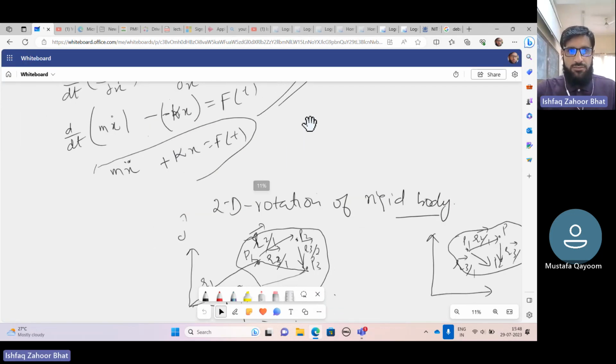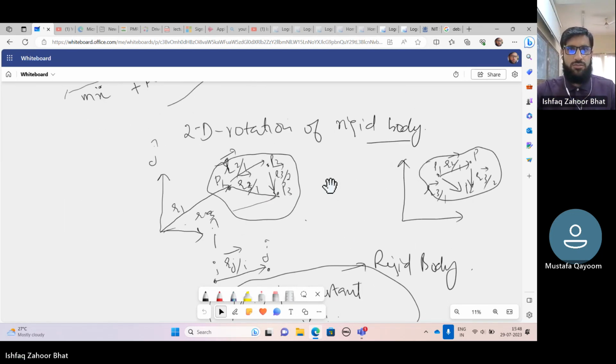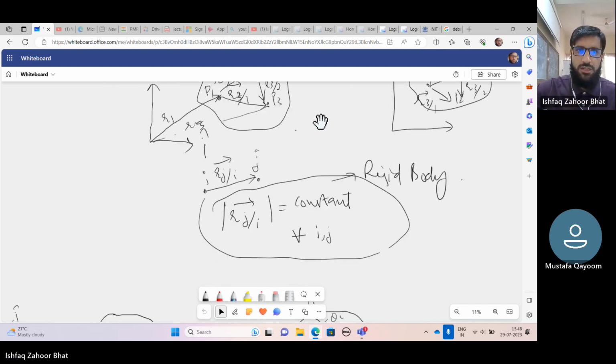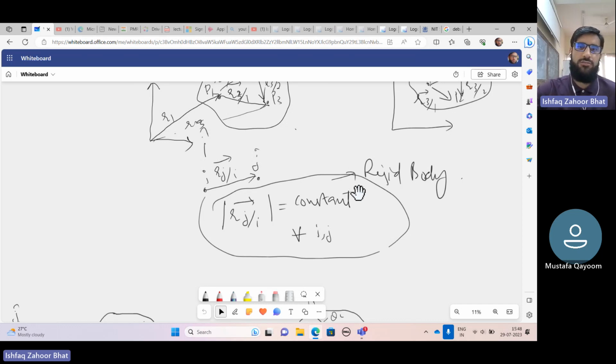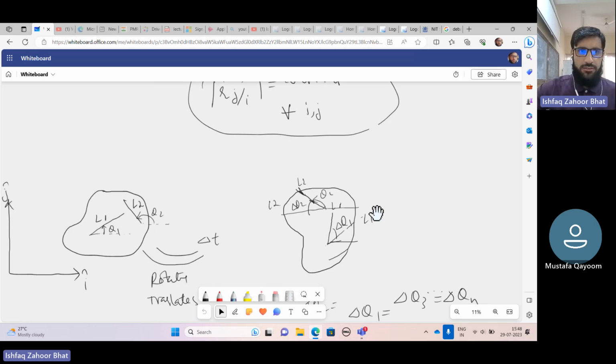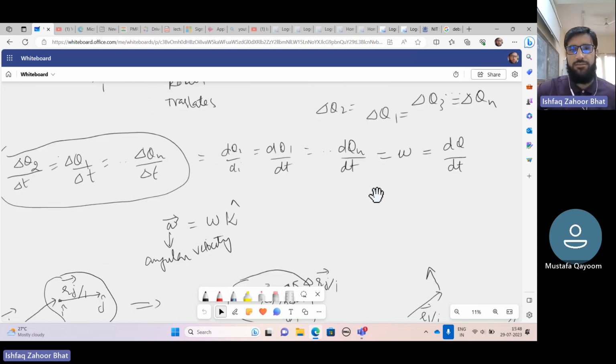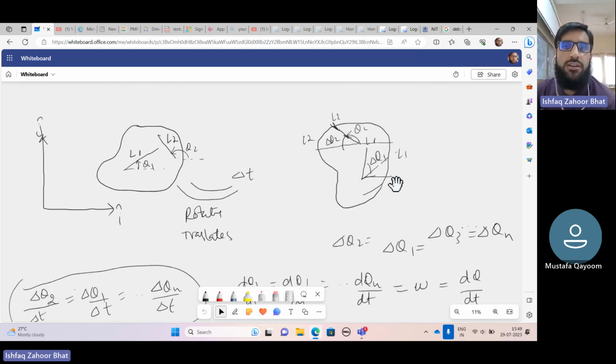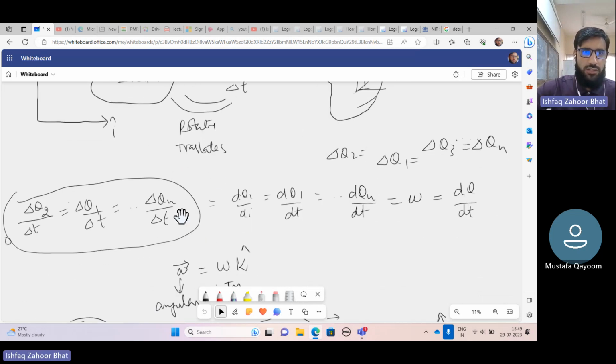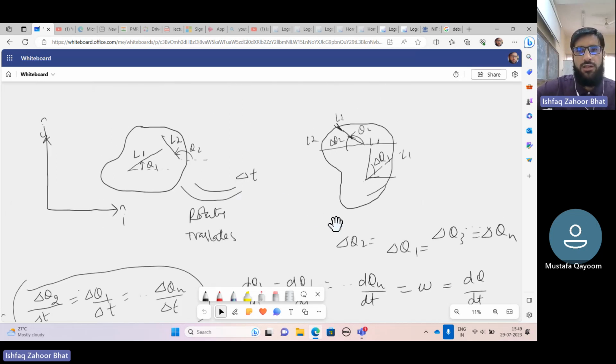So in last class we saw the 2D rotation of a rigid body. We defined what we mean by the rigid body, and then we defined the angular velocity associated with the rigid body as omega. And we saw that if we draw any arbitrary line on the rigid body, each line rotates by the same amount. So if we take the derivative of that rate of change, that is basically the magnitude of the angular velocity. And the direction of the angular velocity is perpendicular to this plane, since we are discussing only the 2D bodies and the 2D motion.